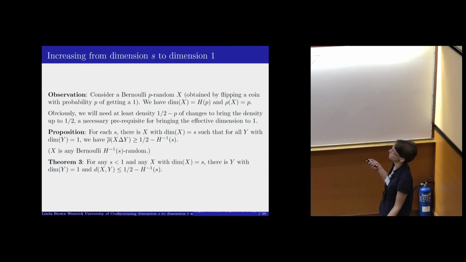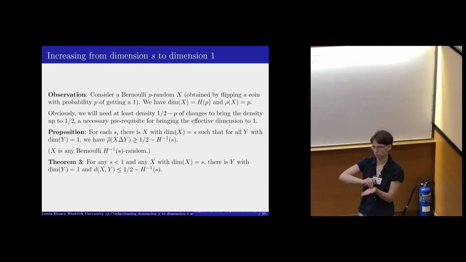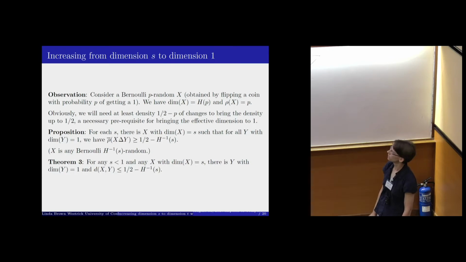And so the third theorem says, yes, this distance, that is the worst case bound that you get by considering having to come up from Bernoulli P random, is a distance that will always work.